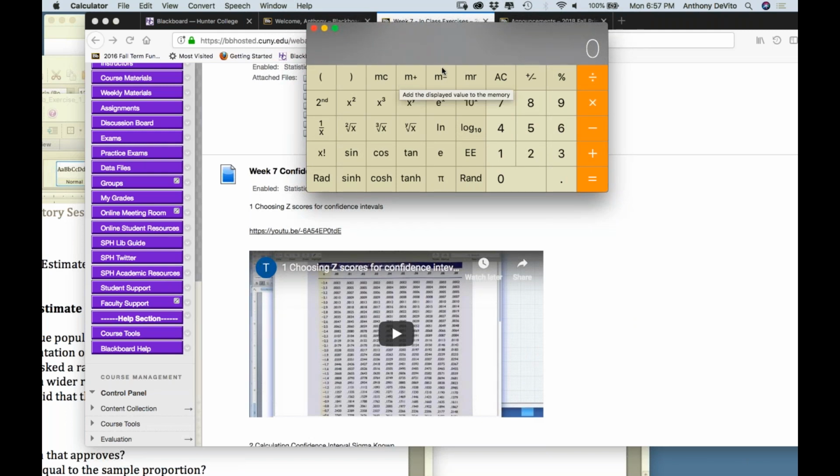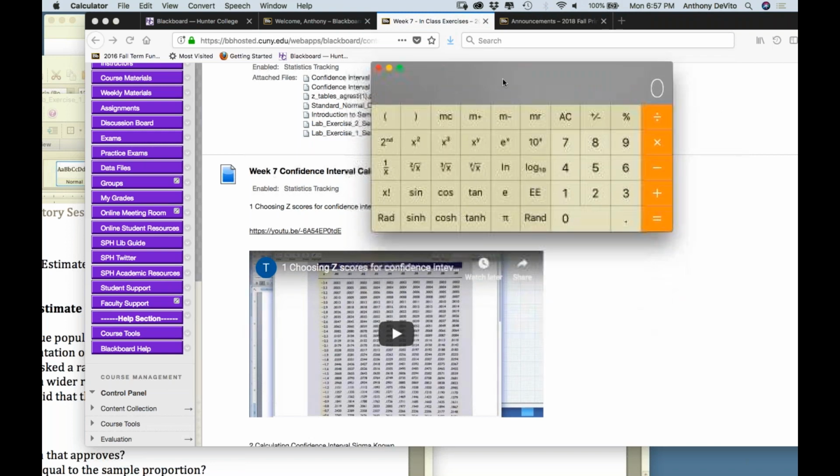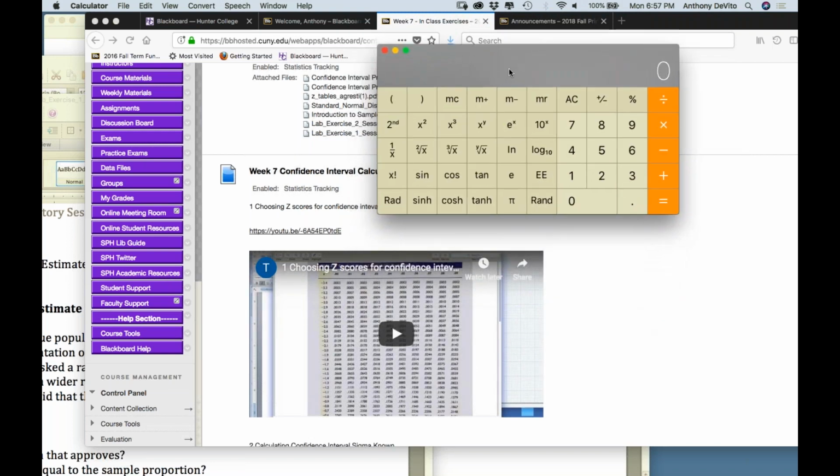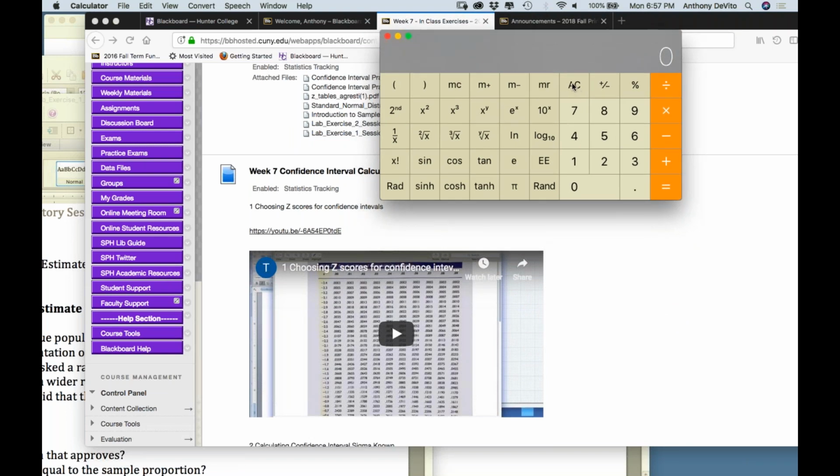The first thing is my standard deviation is 6.3, and I'm going to divide that by the square root of my sample size, which was 40. So first I'm going to clear up memory, and calculate the square root of 40. I'm going to put that into memory, and then clear my register. Then I'm going to take my standard deviation, 6.3, divided by the square root of my sample size, which was 6.32, and that's equal to 0.996.